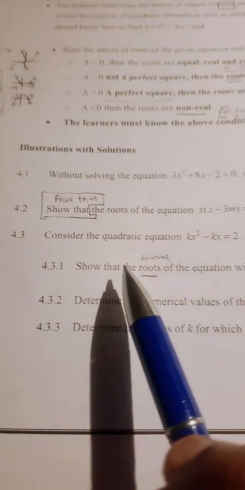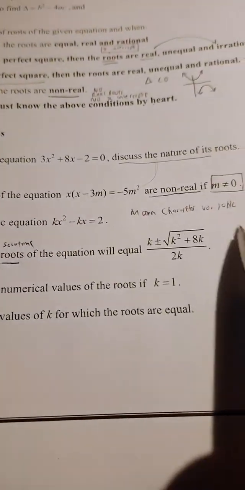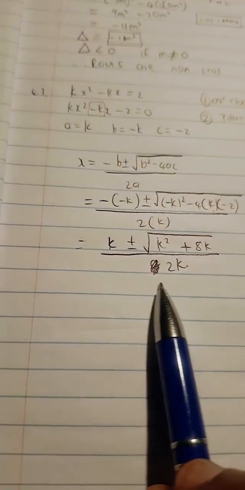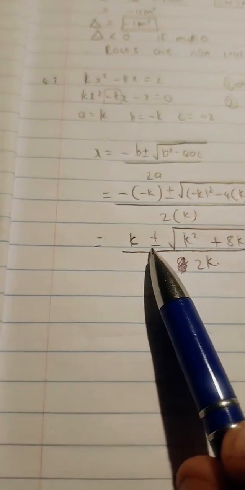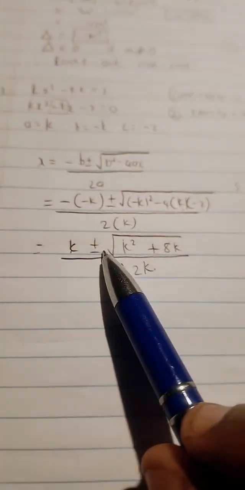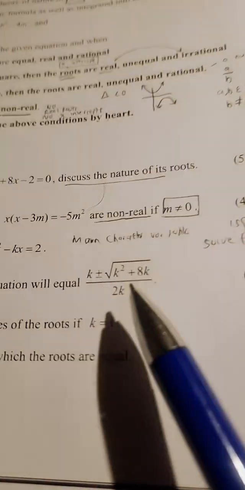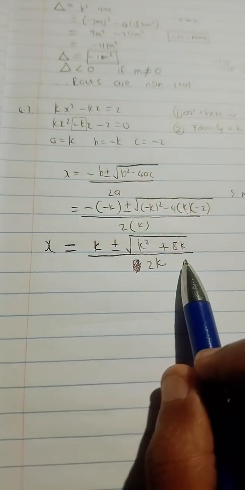They said I must show that the roots of the equation will equal this. Haven't I just done that now? Isn't that k? Isn't that plus minus? Isn't that the square root? K squared plus 8k, all over 2k. Isn't that x? Aren't those my two solutions?